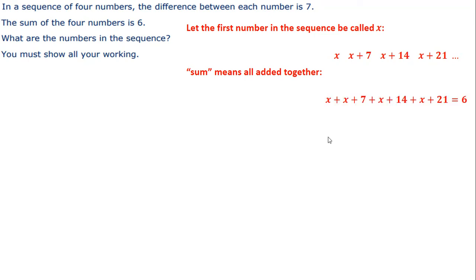That's looking quite complicated at the moment, so we need to simplify that equation. Then we're going to solve it. So first of all, we're going to subtract 42 from both sides. Then we're going to divide by 4.